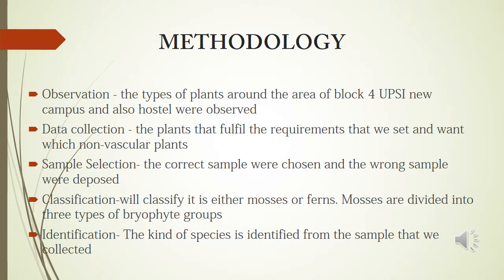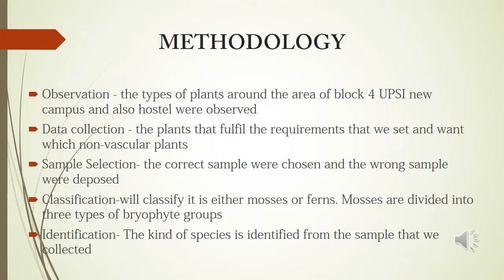Methodology. Observation. The types of plants around the area of Block 4 UPSI, the new campus, and also the hostel were observed. Data collection. The plants that fulfill the requirements that we set, which are non-vascular plants. Sample selection. The correct samples were chosen and the wrong samples were disposed of.